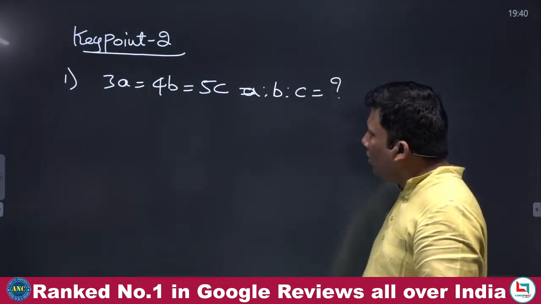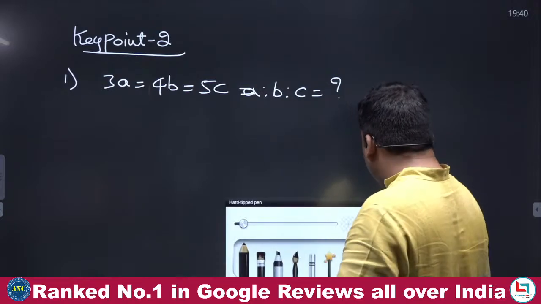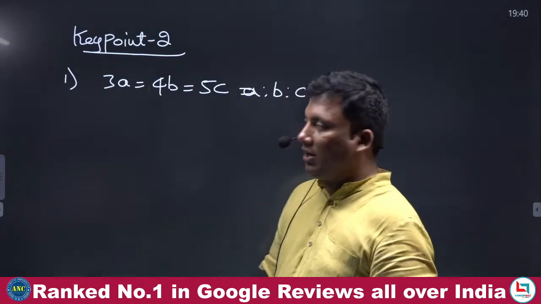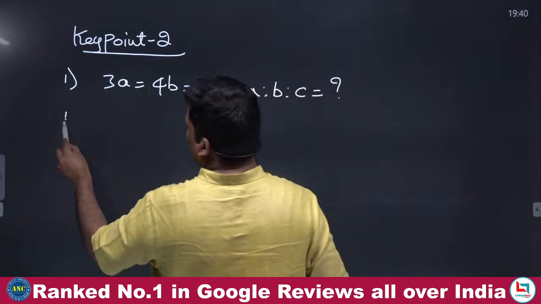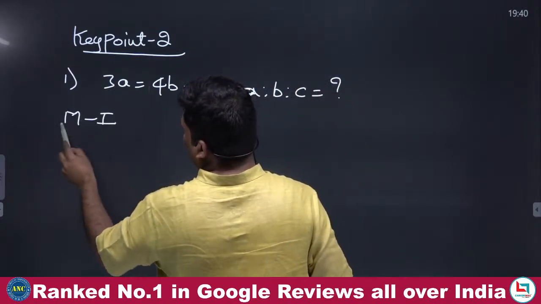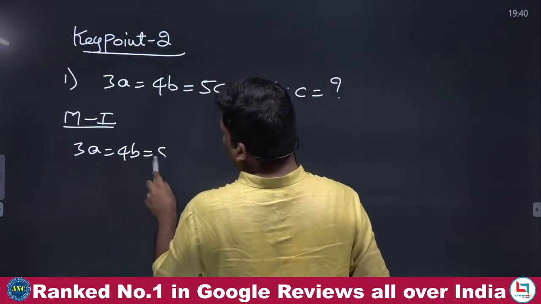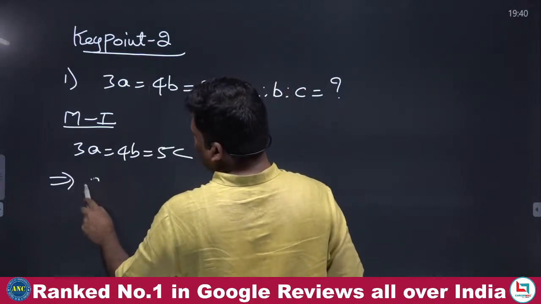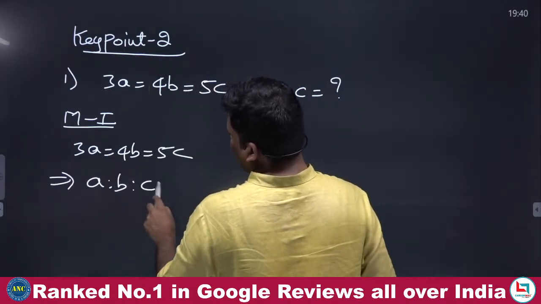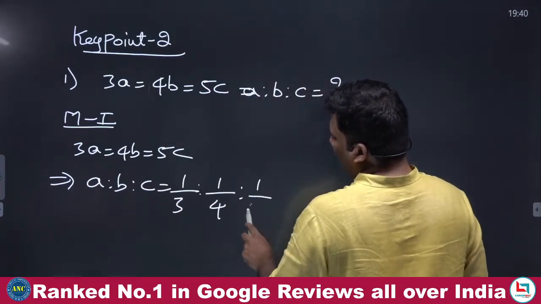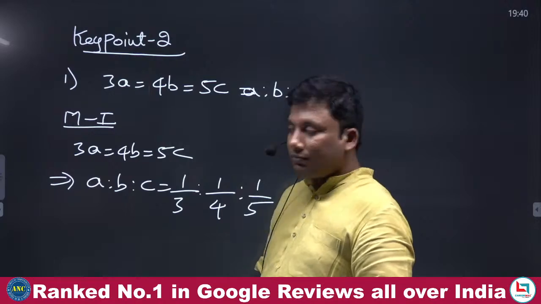3a is equivalent to 4b is equivalent to 5c. Find A is to B is to C. Method 1: that means A is to B is to C is 1 by 3 is to 1 by 4 is to 1 by 5. Are you all with me?